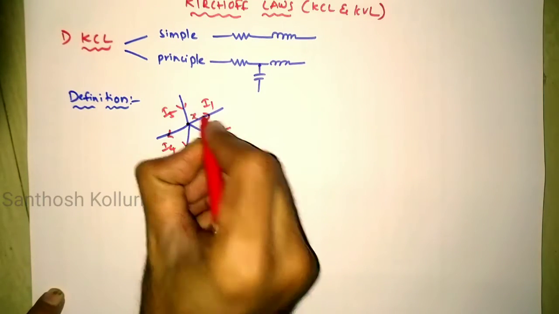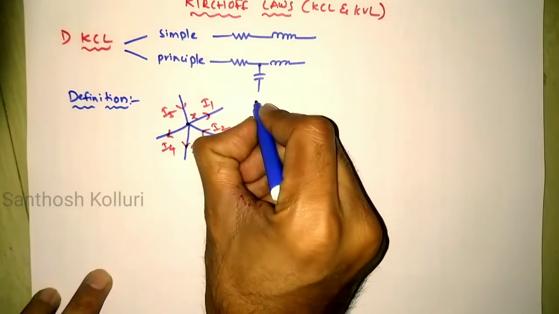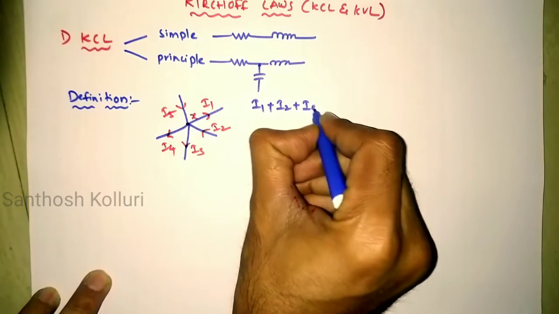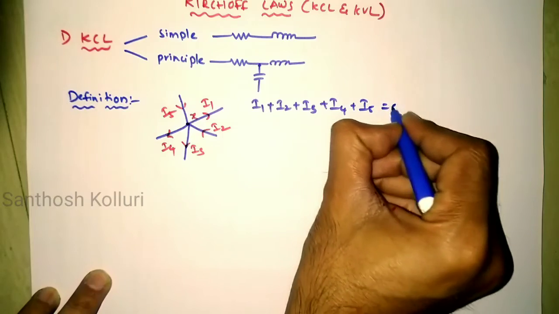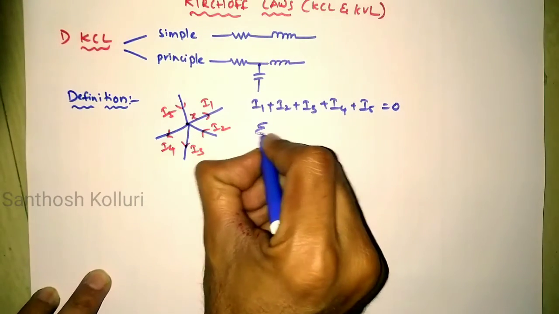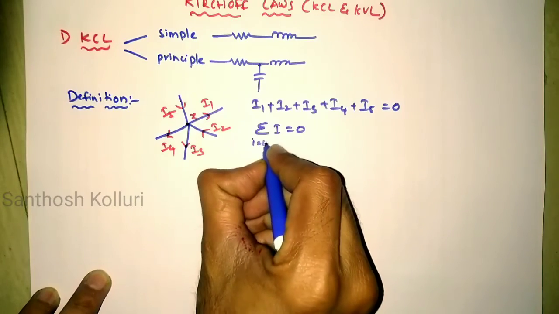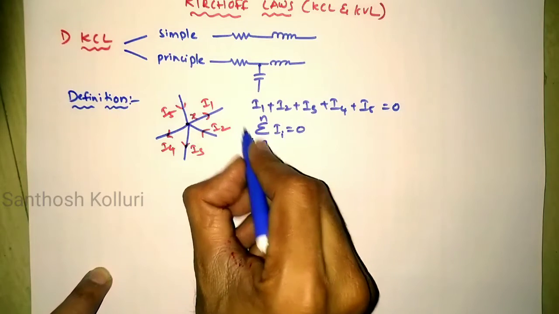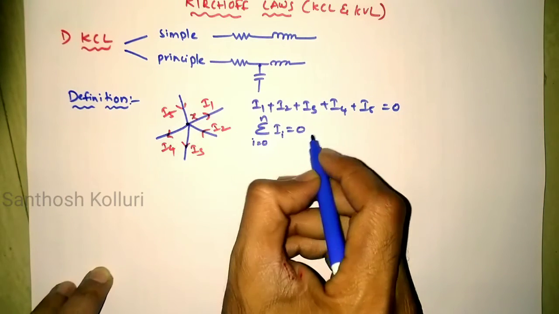Let us take this node as X. At this particular node, the algebraic sum of all the currents is equal to 0. That means I1 plus I2 plus I3 plus I4 plus I5 is equal to 0. Or I can write sigma I is equal to 0, where I goes from 1 to n. So at a particular node, the algebraic sum of all the currents is equal to 0.